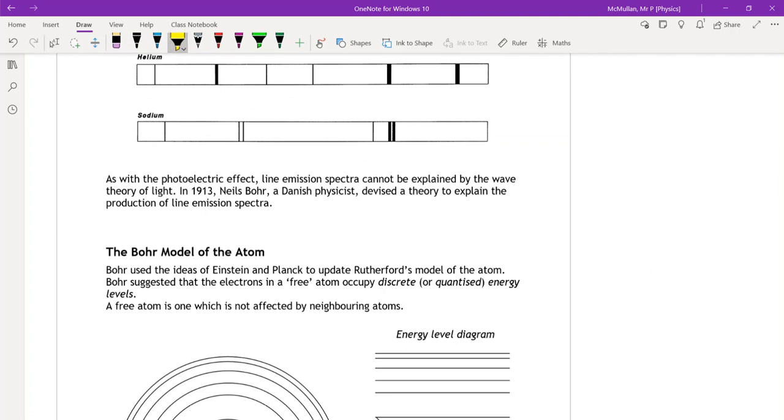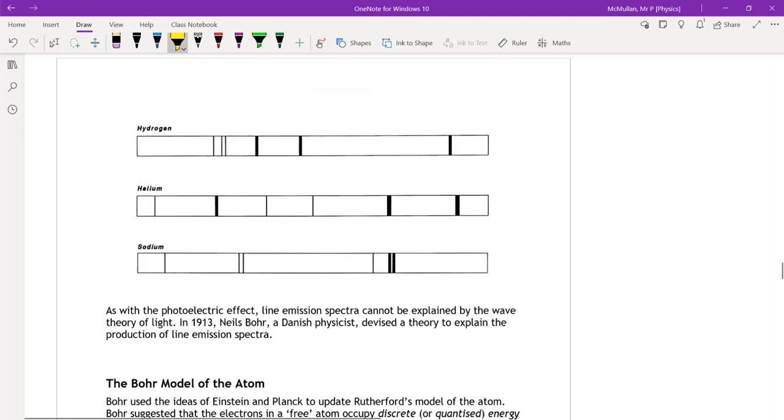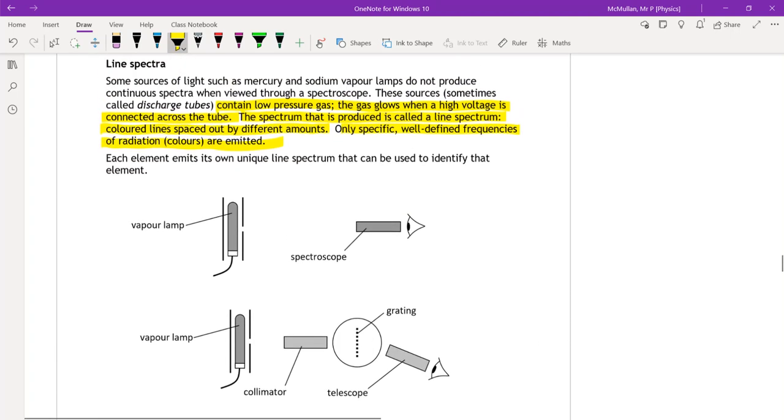As with the photoelectric effect, line emission spectra cannot be explained by the wave theory of light. We need to devise some other sort of theory to help us. The only key thing I think we could highlight, maybe I've not highlighted it, is that each element has its own unique spectrum lines, like a barcode.